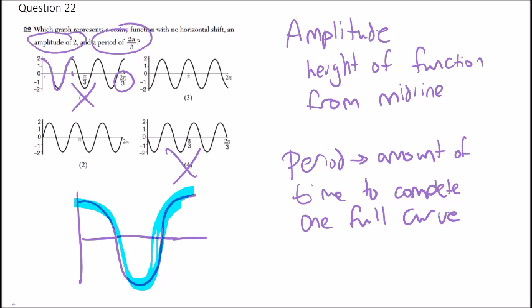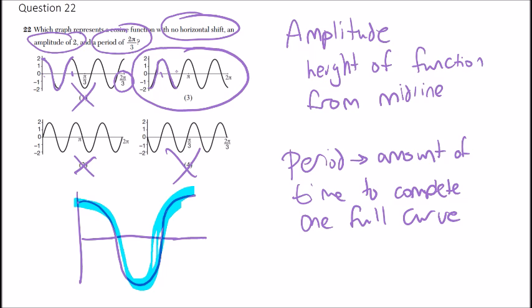Okay, and another thing that you want to note is that it says that there's no horizontal shift. So the cosine curve does not start at 0. That would be the sine curve that starts at 0, which means I can rule out choice 2 here, meaning that it has to be choice 3. And as you can see, one full cosine curve would be about 2/3 pi, because you have 1/3, 2/3, then 3/3 pi, which would just be pi, and there you have it.